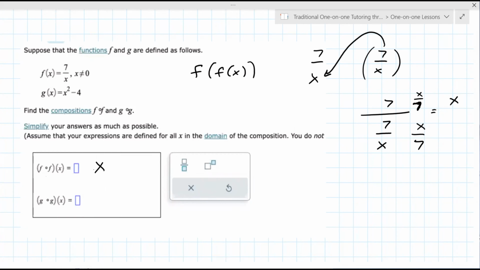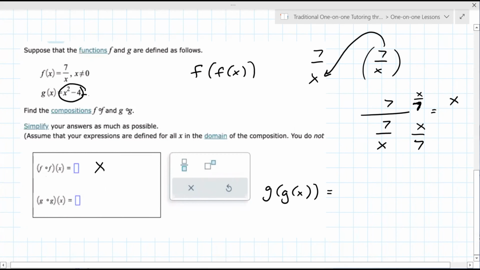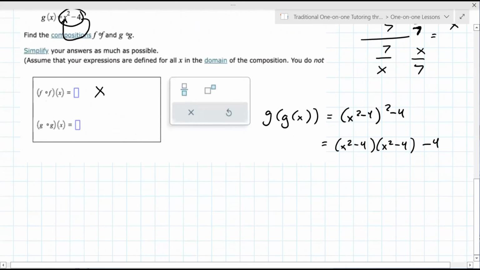Okay. So if you agree it's just x, and then g of x, that's the second one, you take that x squared minus 4, but you put it back in for x. And if there was more than one x, you would put it in for more than that one place. Wherever you see an x, you replace it. Yes, again, you're foiling.